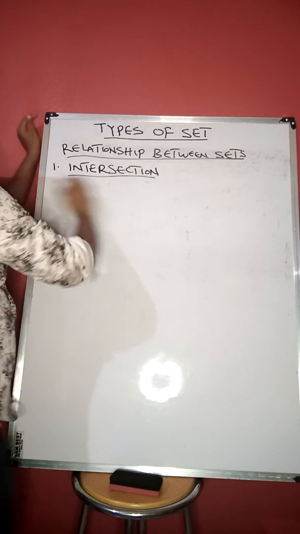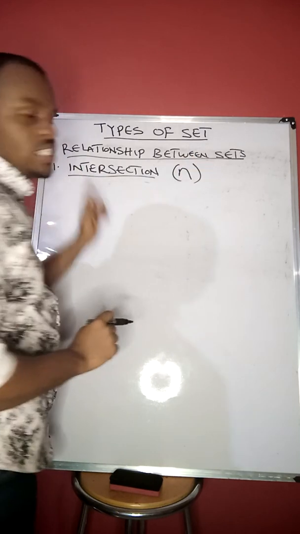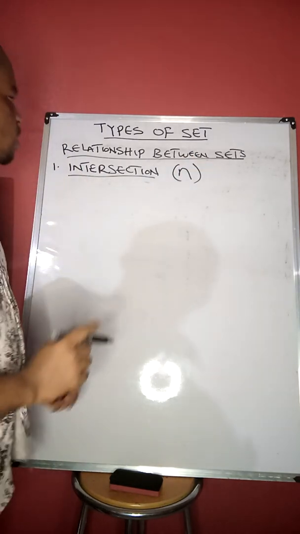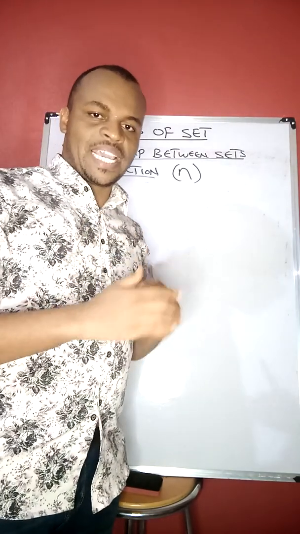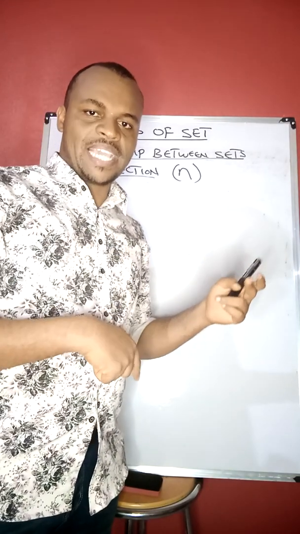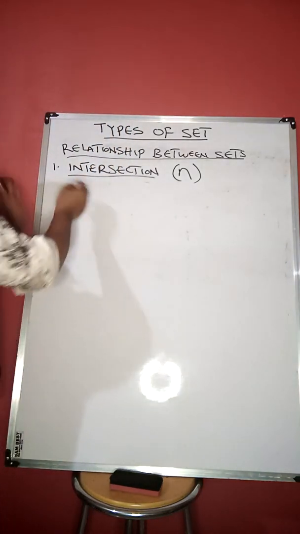Intersection is written as this. This is the symbol for intersection in sets. Now, two sets intersect where the elements that appear in one set also appear in the second set. We'll now take an example to explain intersection.